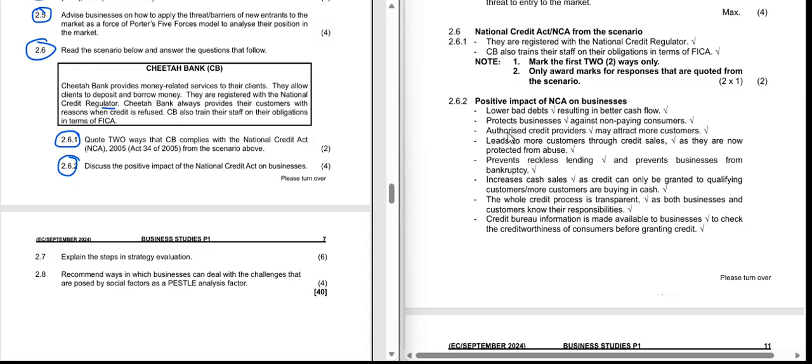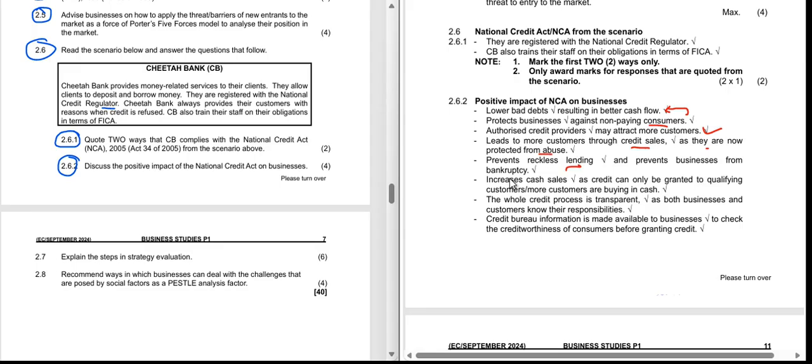And then it protects businesses against non-paying customers. That's another thing, which is the same point that we have here, but it's just being rephrased. Authorized credit providers may attract more customers. So these are positive impacts. And the advantages of the National Credit Act leads to more customers through credit sales, as they are now protected from abuse, prevents reckless lending, and prevents businesses from bankruptcy.